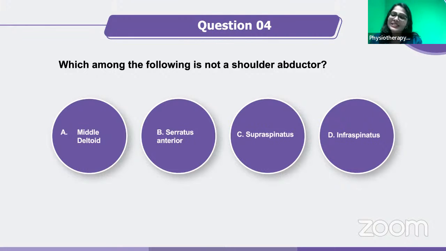D. Yes, as I've told you, 0 to 15 degrees is taken up by supraspinatus. Above 15, that is 15 to 90, is by option A, that is your middle deltoid. Above that is your trapezius as well as serratus anterior. So infraspinatus helps other muscles in stabilizing the scapula. Okay, but it is not a shoulder abductor.